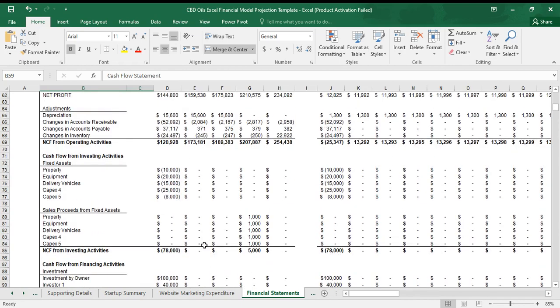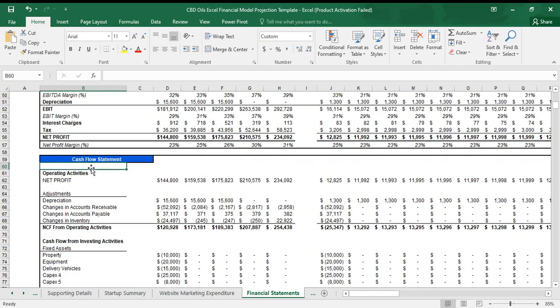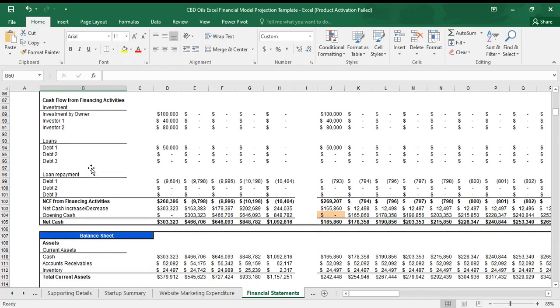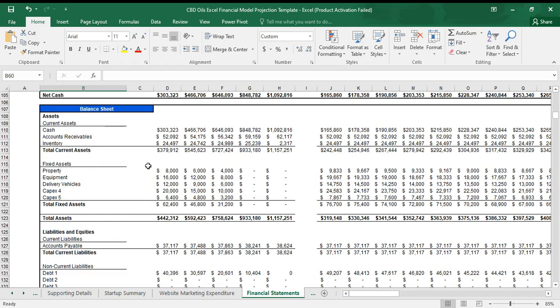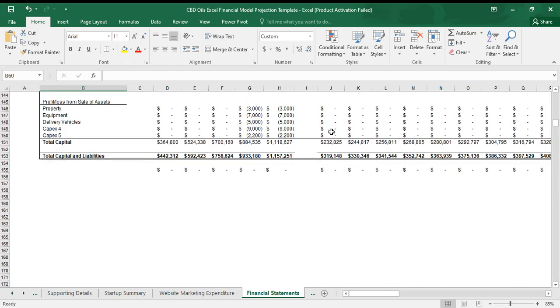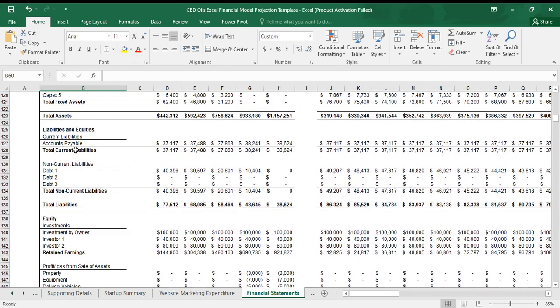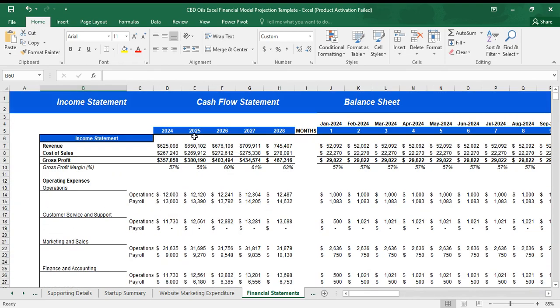We have highlighted the different cash flows from the operating activities, investing, and financing activities. And then lastly, we have the balance sheet, which shows the financial position of the business, and we have separated the major assets and liabilities of the business in the statement.